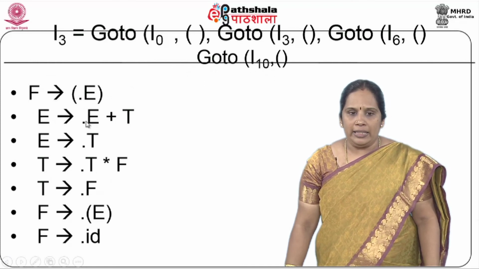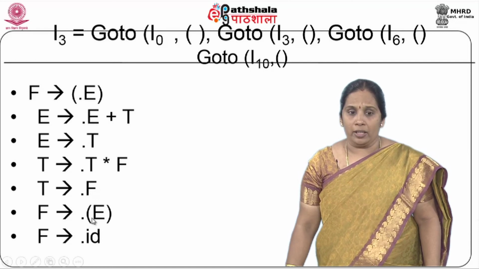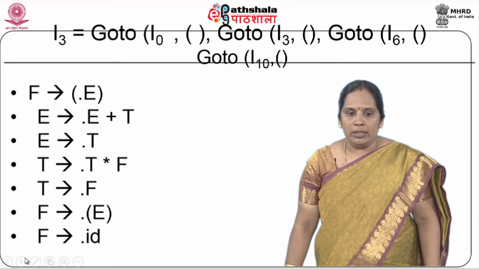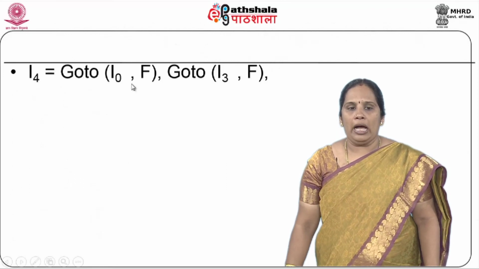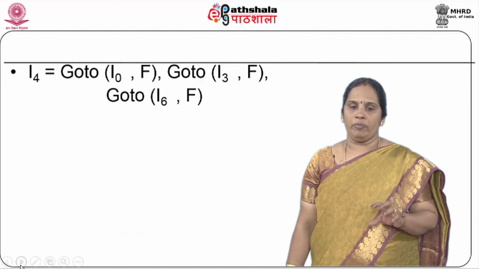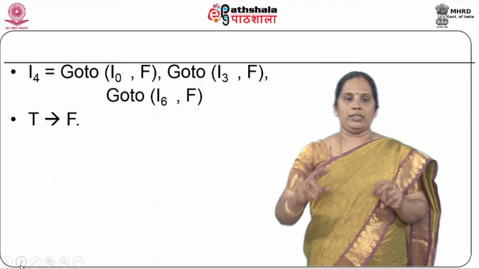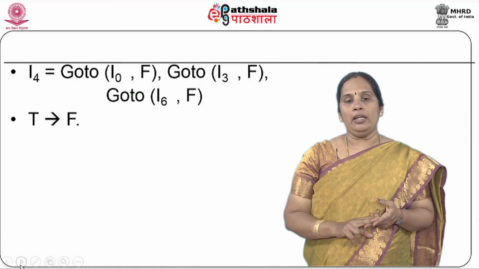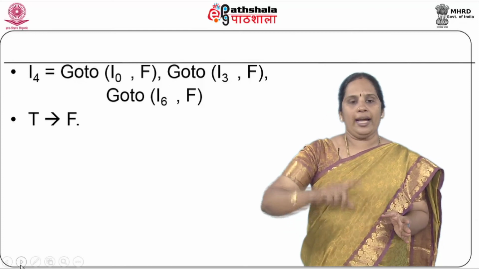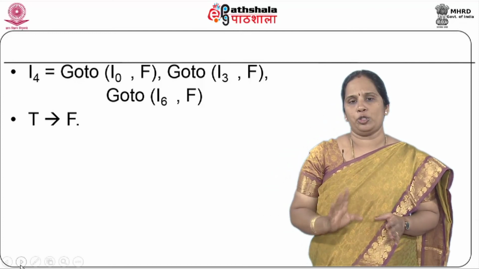I3 comma E is there, I3 comma T is there, I3 comma F, I3 comma open parenthesis here. I3 comma open parenthesis will be the same set. And similarly, I4 will be I0 comma F as well as I3 comma F, both will result in the same set. Now, I will call two sets exactly identical if both of them have the same set of productions with the dot at the exact positions.